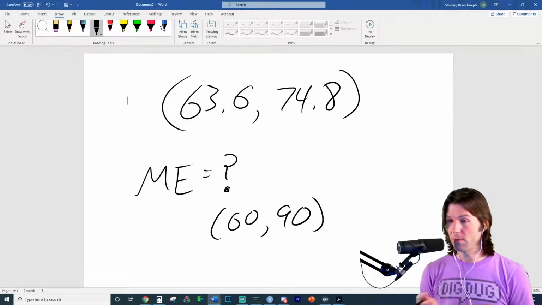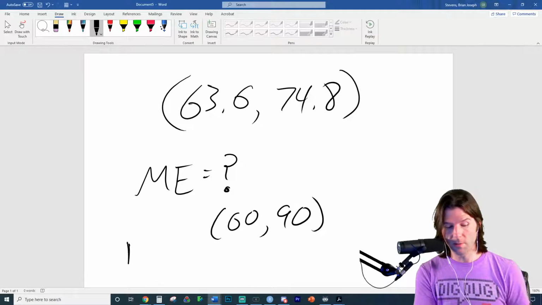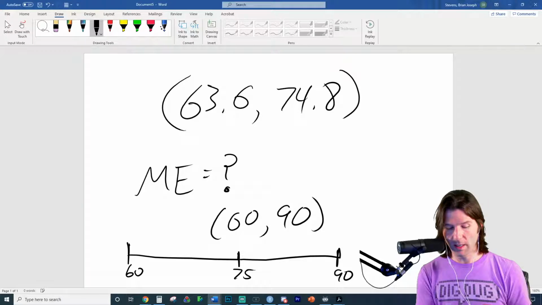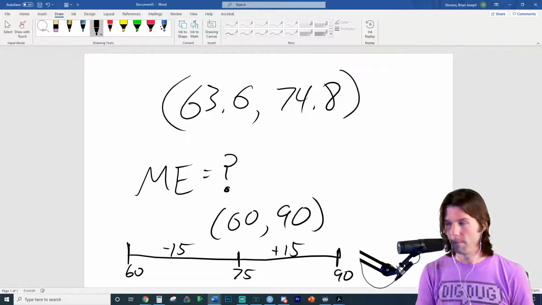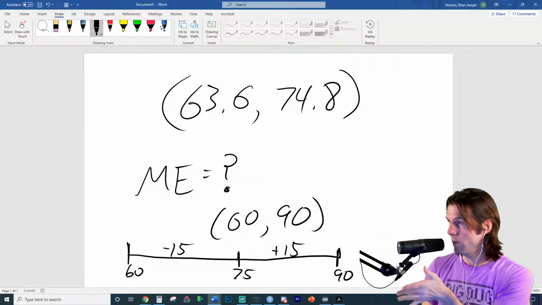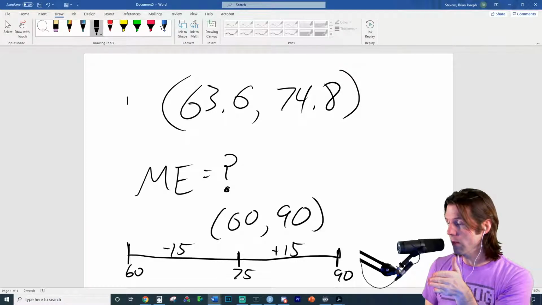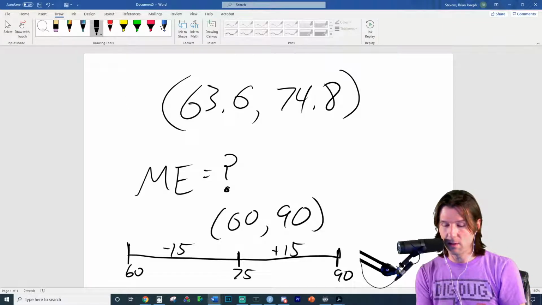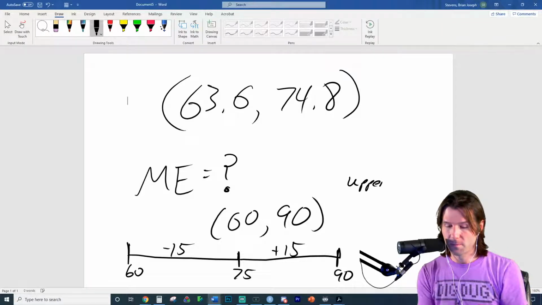To think about the margin of error, we have to visualize it, and we can remember that the margin of error is going to be half the length of the interval. So if you have an interval that goes from 60 to 90, the center of it would be 75, and then the margin of error would be plus or minus 15. So this right here is going to be the margin of error, but how could we find this manually? If we just remember it's half the length of the interval, the first thing we need to find is the distance of the interval. So to find the distance of the interval, we need to take the upper minus the lower and do what?